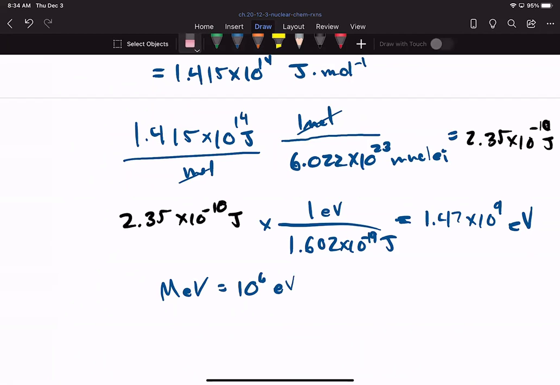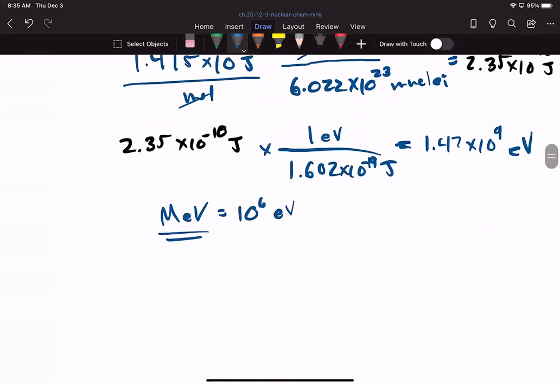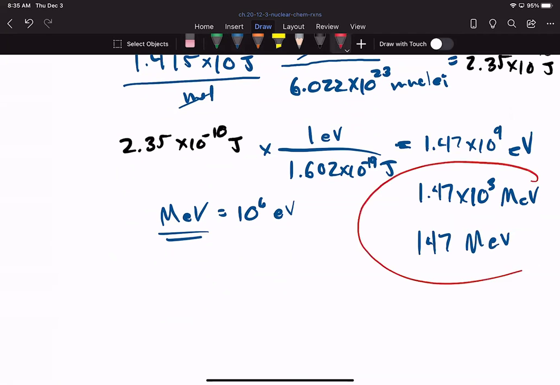And when we talk about nuclear chemistry, we usually don't talk about electron volts. Because there's so many electron volts, we convert this into what we call mega electron volts. There's a million electron volts in just one mega electron volt. So we can do a quick conversion here, and we'd end up with 1.47 times 10 to the 3 mega electron volts, or just simply 147 mega electron volts. So this would be our answer here.